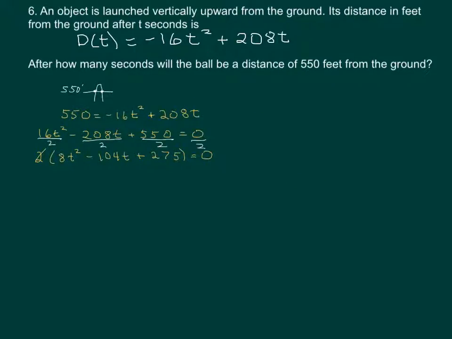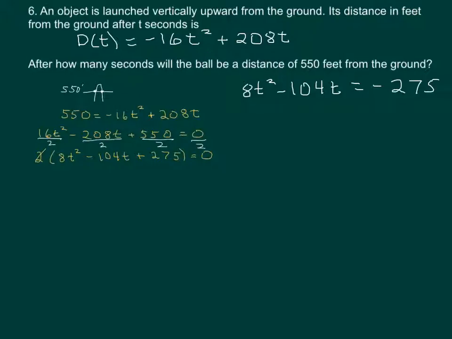Okay, we're going to come over on the right, and I'll start writing in white to distinguish what we've already written. What we need is all of our t terms on the left, so we're going to put 8t squared minus 104t, and then we're going to subtract 275 from both sides so that we can have our t terms equal to a number.